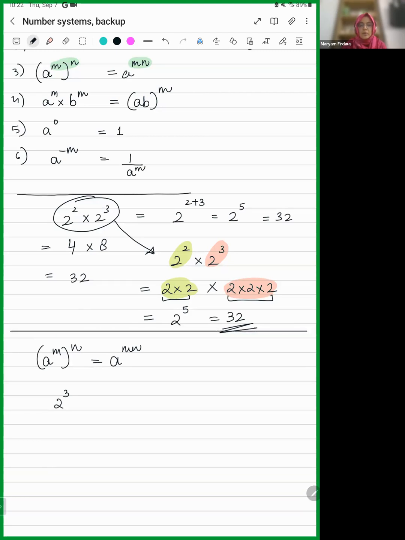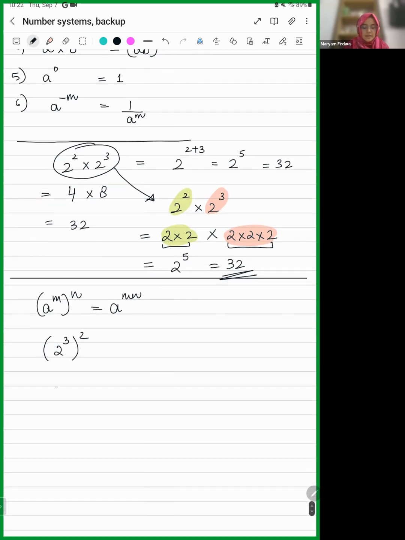a to the power m whole raised to the power n. Let's say 2 raised to 3 whole squared. So what does this mean? First of all, 2 raised to the power 3 means what? 2 multiplied by itself how many times? 3 times.